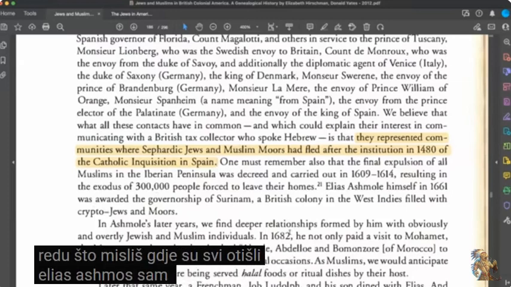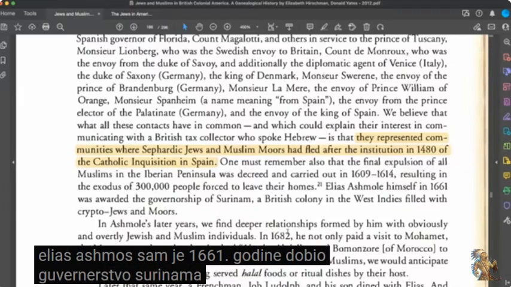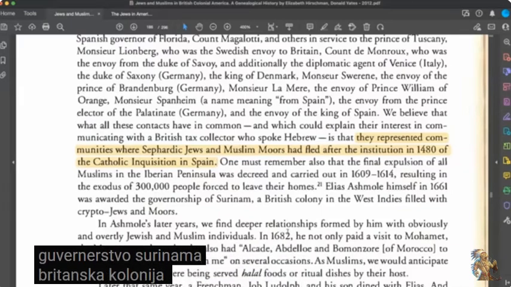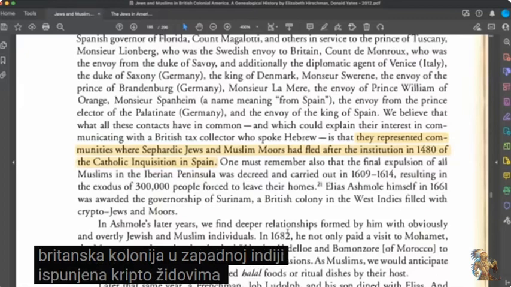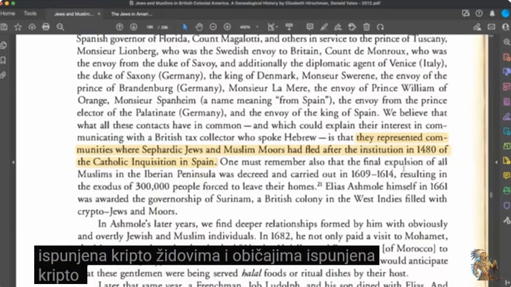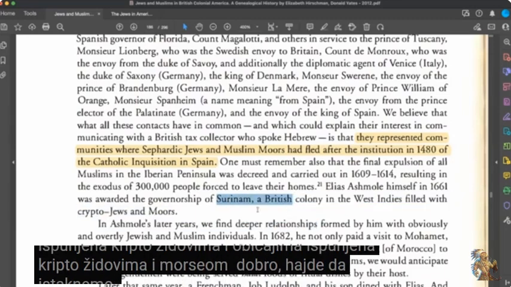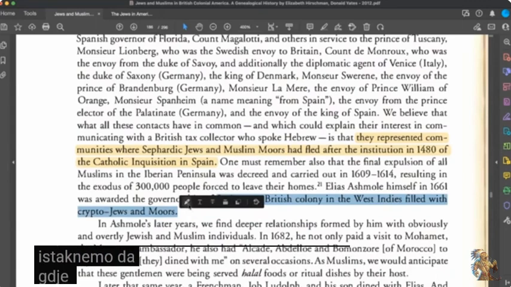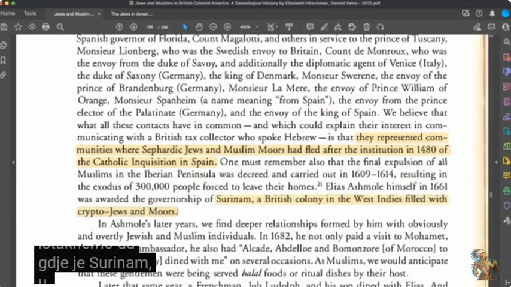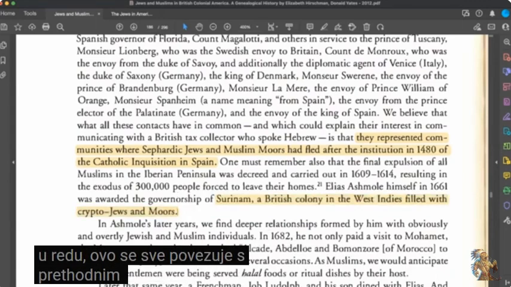Elias Ashmole himself in 1661 was awarded the governorship of Suriname, a British colony in the West Indies filled with crypto Jews and Moors, filled with crypto Jews and Moors. All right, let's highlight that. Where? Suriname. All right, this all connects to the previous presentations.